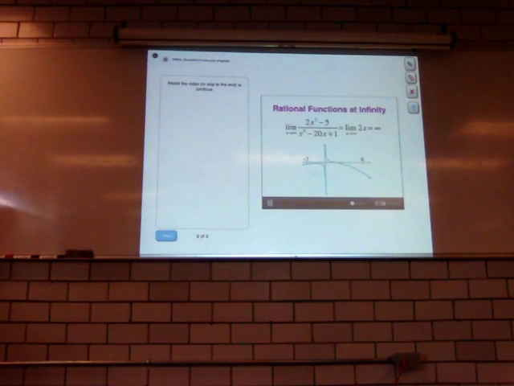Now let's take a quick look at the graph here. It doesn't seem to go to infinity when x gets big. What's going on here?